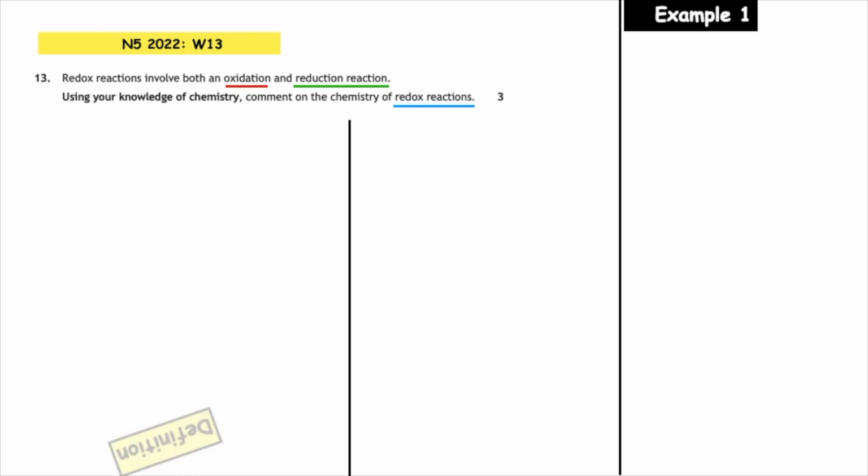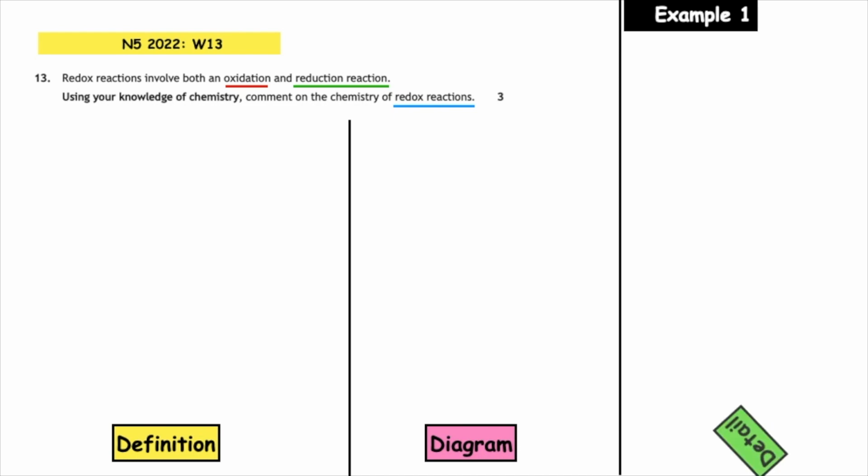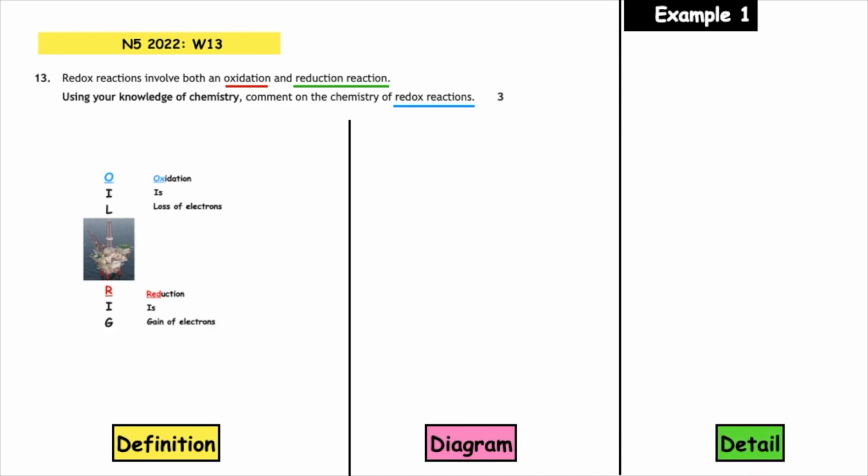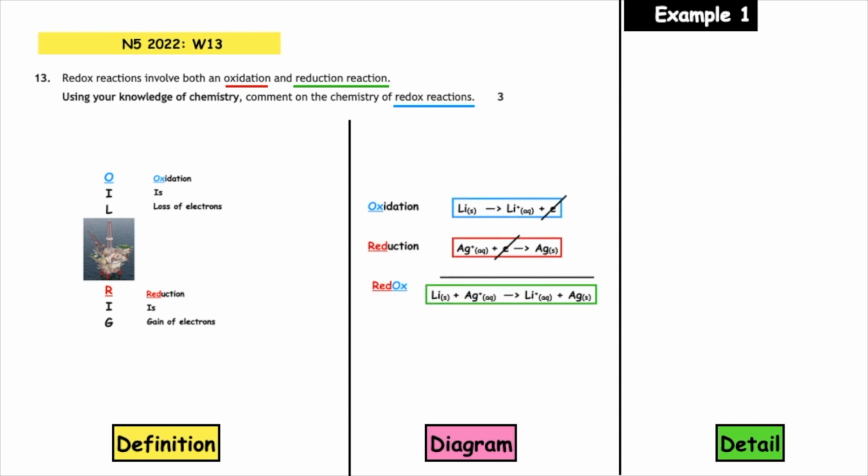Remember, we're wanting to have a definition, a diagram, and a bit of detail. So one of the definitions that we could give is what a redox is. Oxidation is the loss of electrons and reduction is the gain of electrons. We could then give a diagram of a potential redox reaction. So you could use 2 metals which are found on the back page of your data booklet. In this case, I've used lithium and silver, and you can show which one's been oxidised, which one's been reduced, and shown an overall redox reaction.